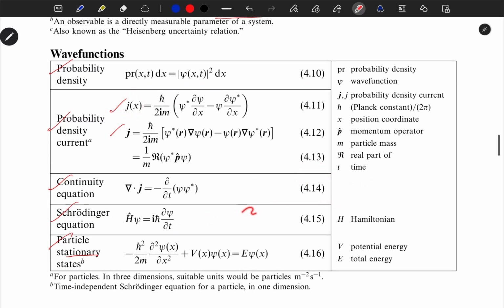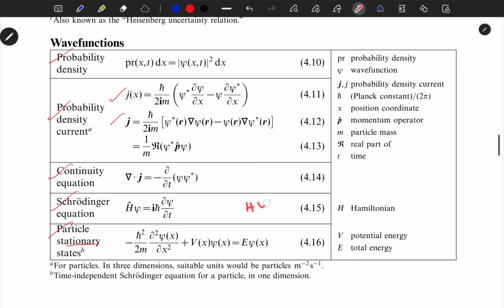Schrodinger equation, this is the time dependent Schrodinger equation, H psi equal to E psi, E equal to i h cut del del t of psi. For a particle in stationary states, that means the energy does not depend on time, so the energy operator is simply the energy E.